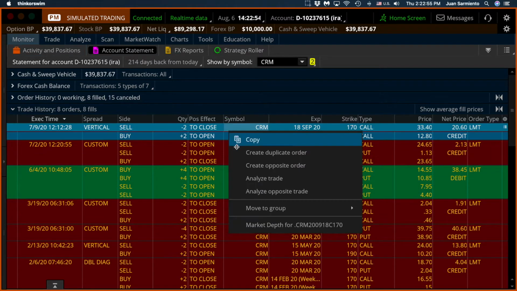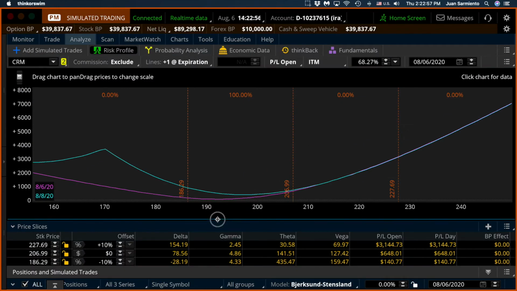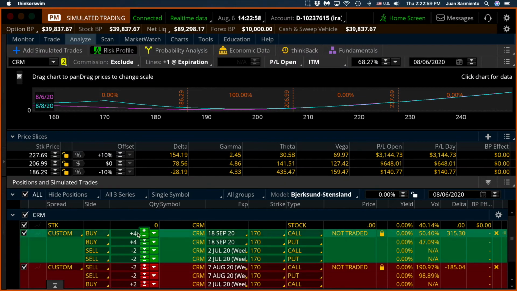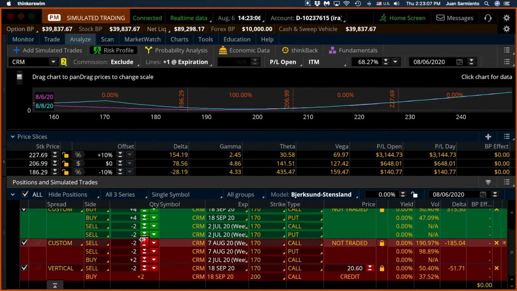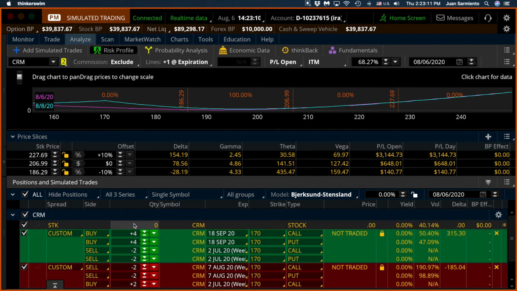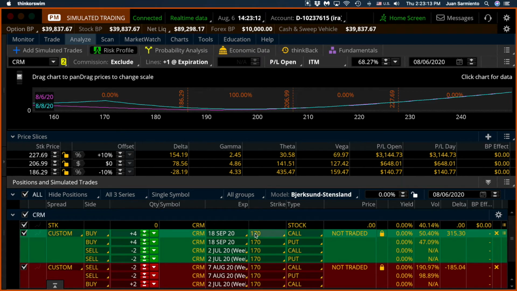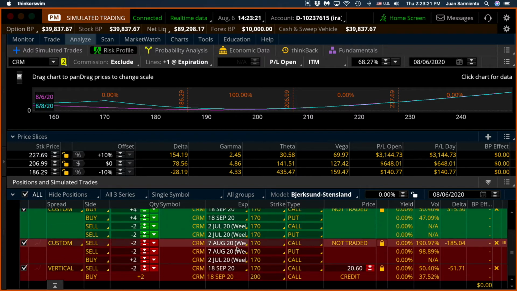Let's analyze that. And you can see that the original trade was 4 long calls, 4 long puts, 2 short calls and 2 short puts. And so here what we did is we took those outstanding calls. The outstanding calls are 4 minus 2 equals 2. So we have 2 more long calls than shorts. And that is the September 170 call.